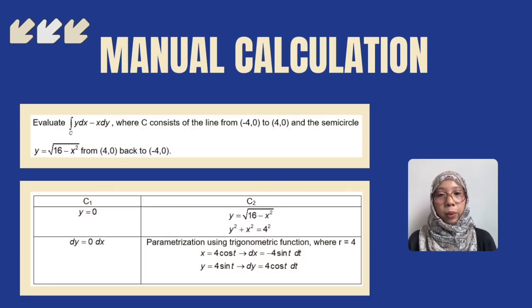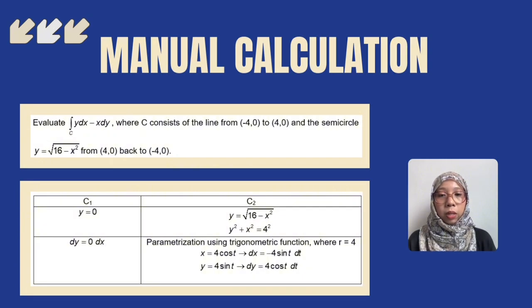Before we integrate, we need to understand the part which is labeled as C. The question states that C is made out of two parts. The first part, C1, is a straight line segment, and the second part, C2, is a semicircle. To solve this manually, first we must parameterize both parts. For the line segment C1, since it lies flat on the x-axis, y is simply 0, which also means the differential dy is 0.